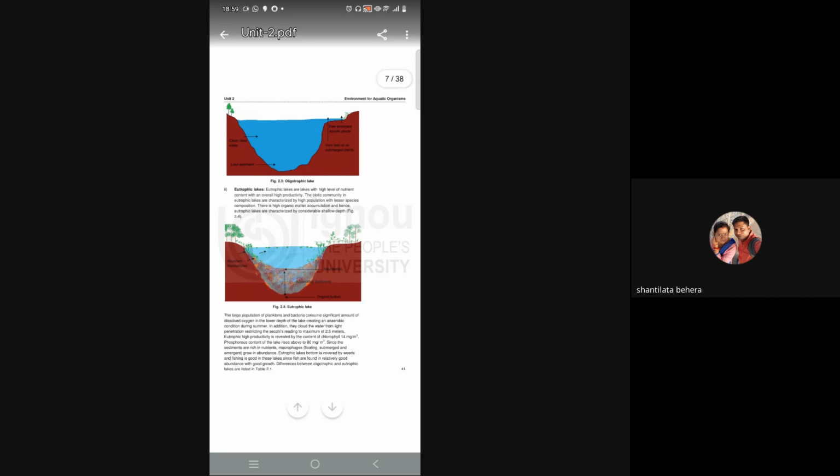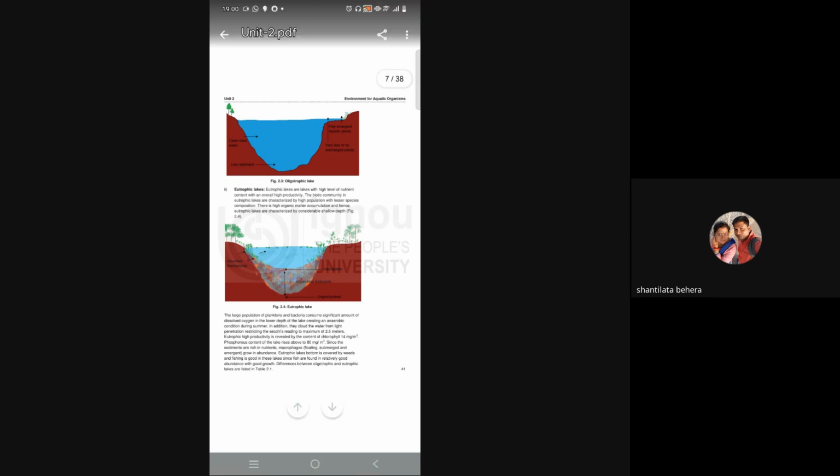Oligotrophic and eutrophic. Oligotrophic has less nutrient level, less light penetration, so we will find clear water there. Where there is more nutrient, that water will look dirty, okay. So the water stays clear, and in clear water not many fish or aquatic organisms grow. In eutrophic lakes the nutrient level is high, so the biotic community is high and the production of aquatic organisms is also more.